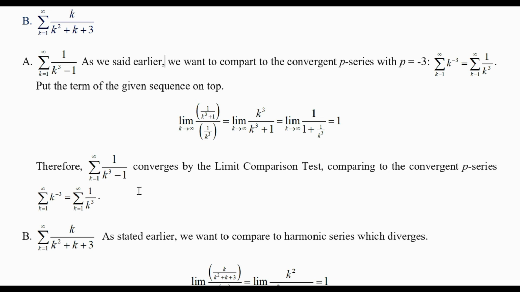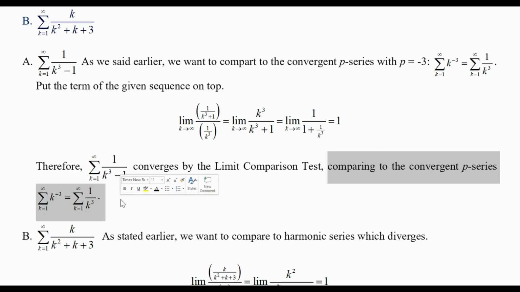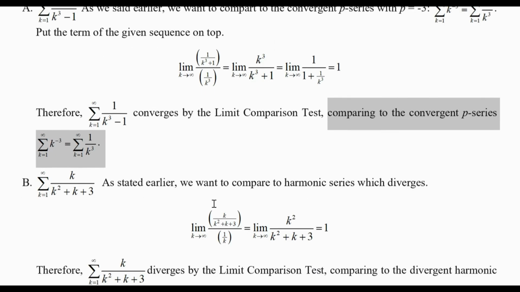So therefore, the sum from k equals 1 to infinity of 1 over k cubed plus 1 converges by the limit comparison test comparing to the convergent p series. So notice how you state your conclusion. The conclusion should say what series you're talking about, whether it converges or diverges, by what test, and in the case of a direct comparison or limit comparison, it's going to have to tell you what series you're using to do that comparison with.